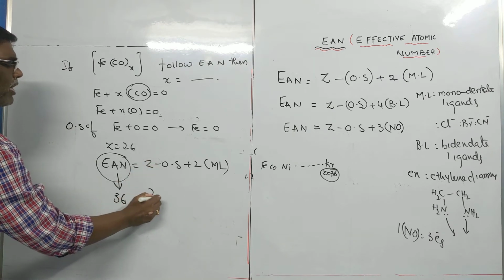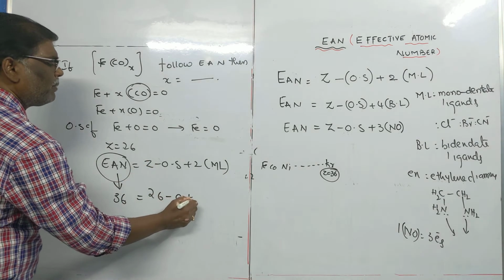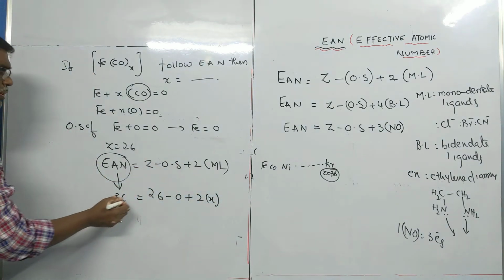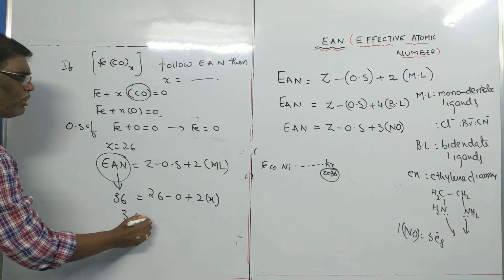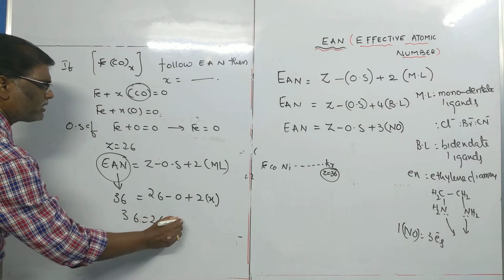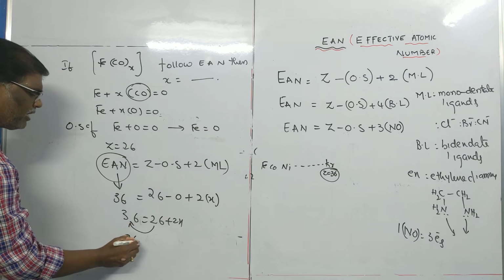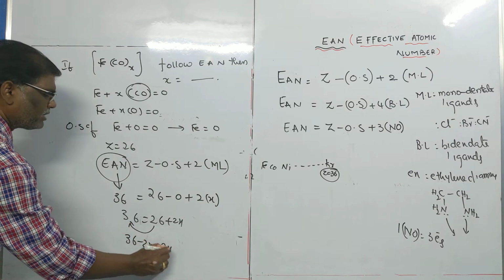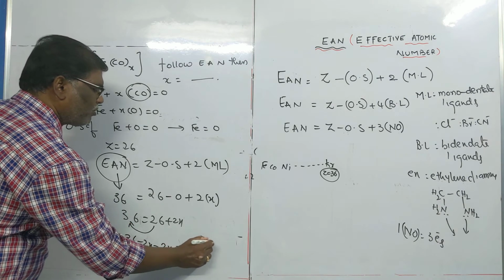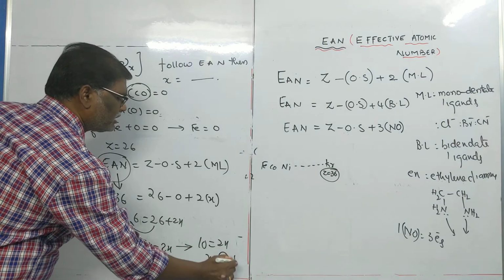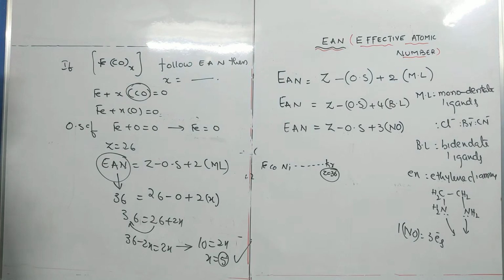36 is equal to 26 minus 0 plus 2 into the number of monodentate ligands, which we don't know. So 36 is equal to 26 plus 2x. Bringing 26 to this side, we get 36 minus 26 equal to 2x, which implies 10 equal to 2x. That's why x is equal to 5. So x is 5 for this compound. Thus the x value is calculated.